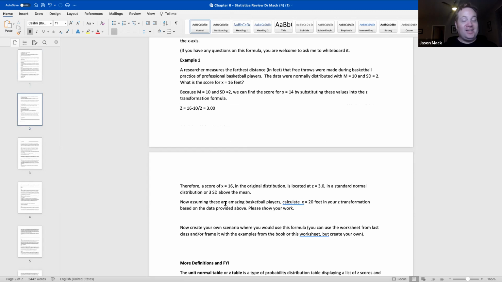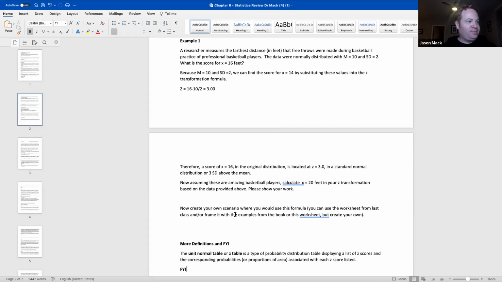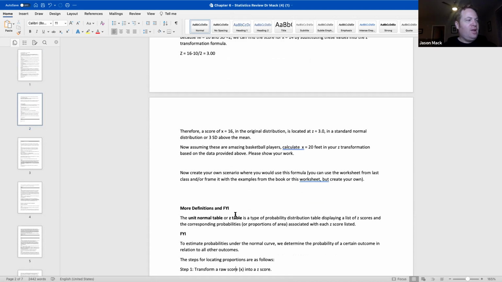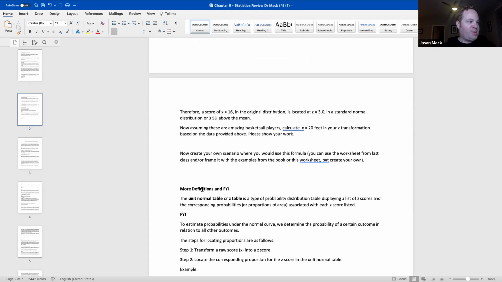Now, assuming these are amazing basketball players, calculate X equals 20 feet in your Z transformation based on the data provided above. If you follow the example and the formula I just showed you, you'll very likely get to the right answer, but I'll let you figure that one out by yourself. And you should, of course, create your own scenario where you might use this formula, or frame it from the example in the worksheet.